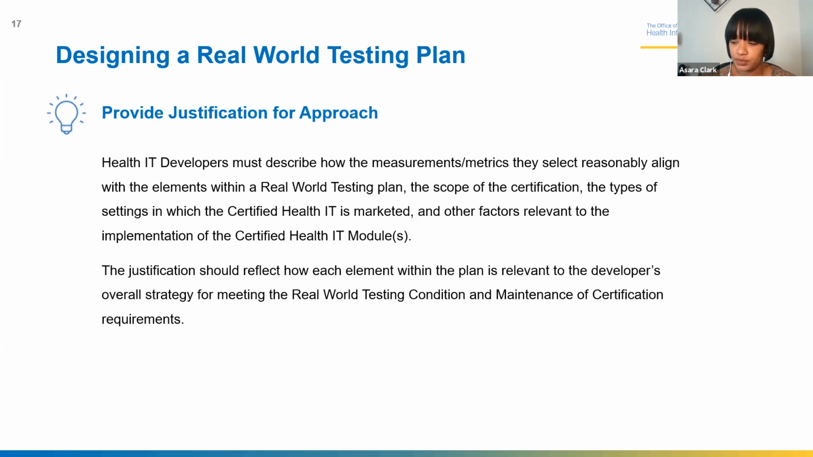And last but not least, we're going to talk about this last required element, which is to provide a justification for your approach, all right? So you want to justify why you're doing things, how you're doing it to meet the real world testing requirements. You want to make sure that each element aligns with your overall approach and testing method and methodology. You want to make sure that the justification talks about how the care settings were chosen, how you may have chosen the particular measures or metrics you're going to use. Just your overall approach, provide a justification, okay?